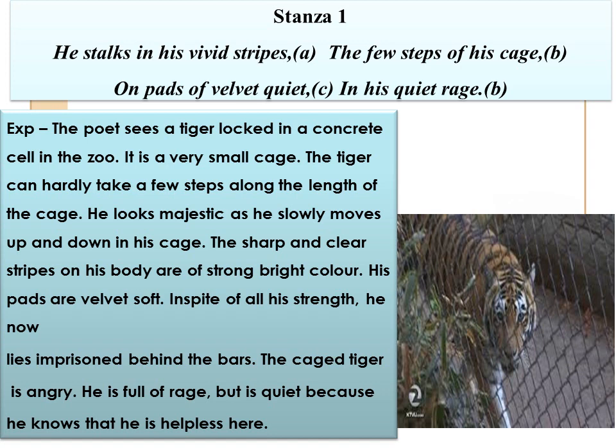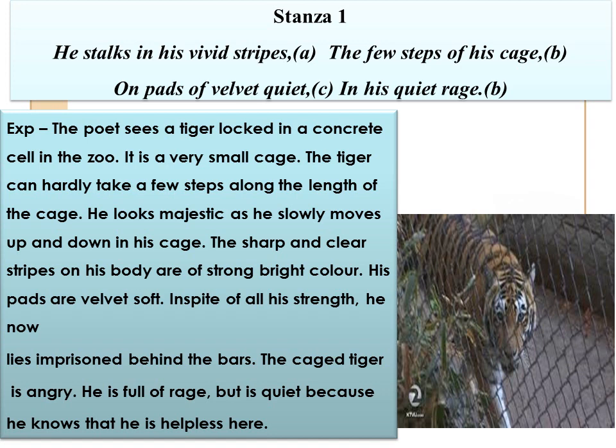The pads are the velvet soft part of his feet. The poet says he walks very quietly. He stalks in his vivid stripes. Stalks means he moves about in the cage with different types of stripes on his body. Stalks means to move slowly. The few steps of his cage, that is, his cage is very small. The few steps of his cage shows the size of the cage. The cage is only a few steps to cover.